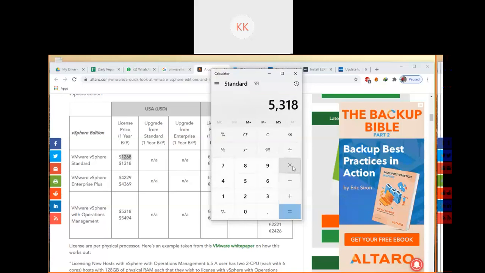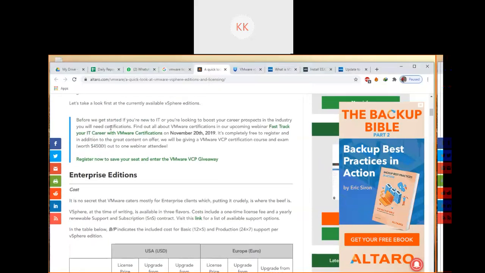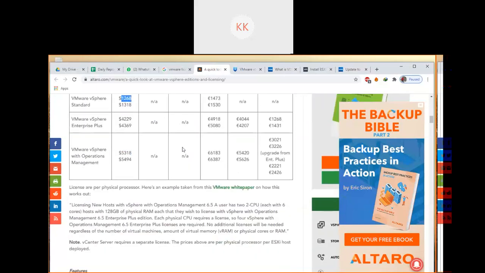5,318 into 70. See, 3,70,000, near about 4 lakhs. So as I told you, the platinum one is the latest one. When this page was created, it probably did not have that information. So this is based on the data in November 2019. In the latest one you will find the details about this.